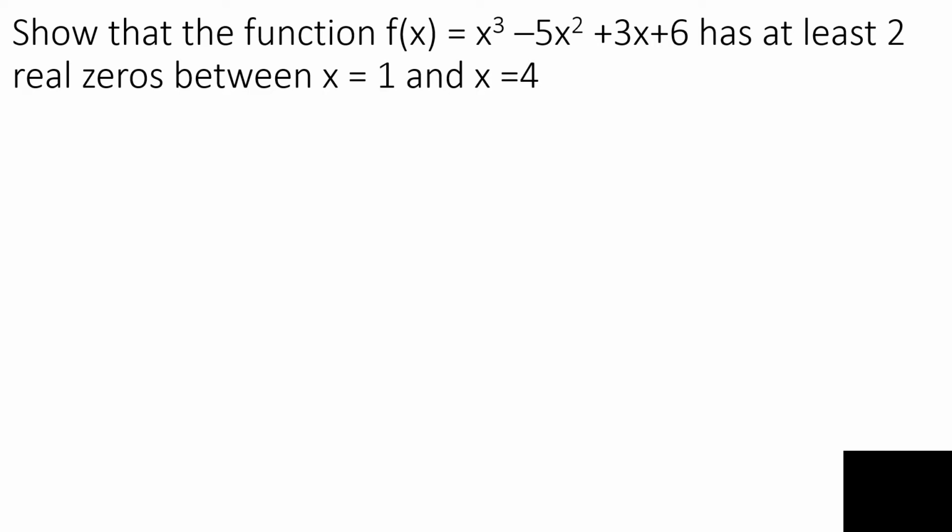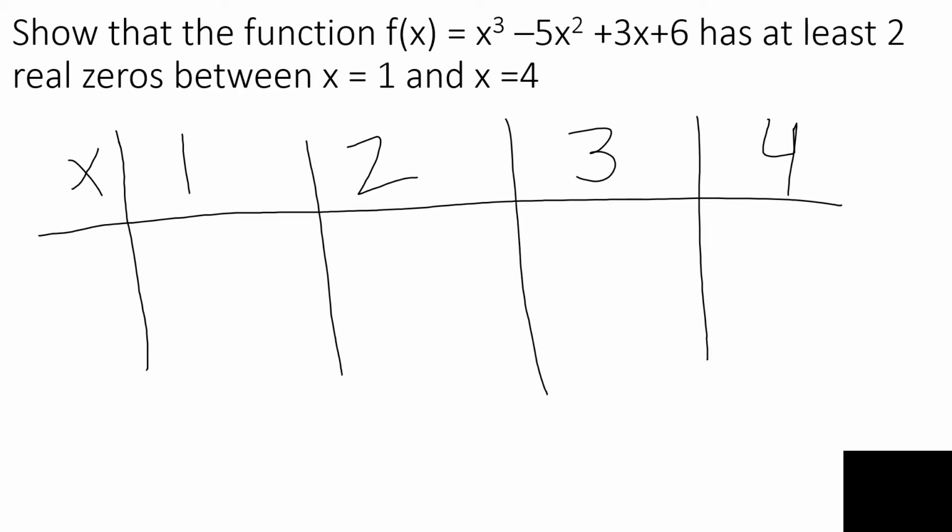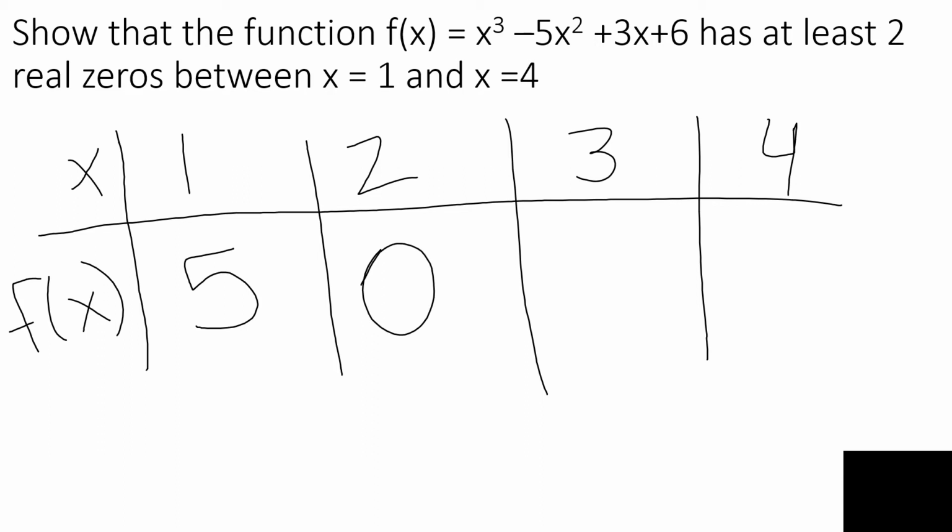So what we want to do for this is we are going to take our x values, 1, 2, 3, and 4, and then we are going to take our f of x and evaluate our function at these values. So, calculator time. When x is 1, f of x is 5. When x is 2, f of x is 0. So this right here is our first real 0. We know that at x equals 2, we have a 0.